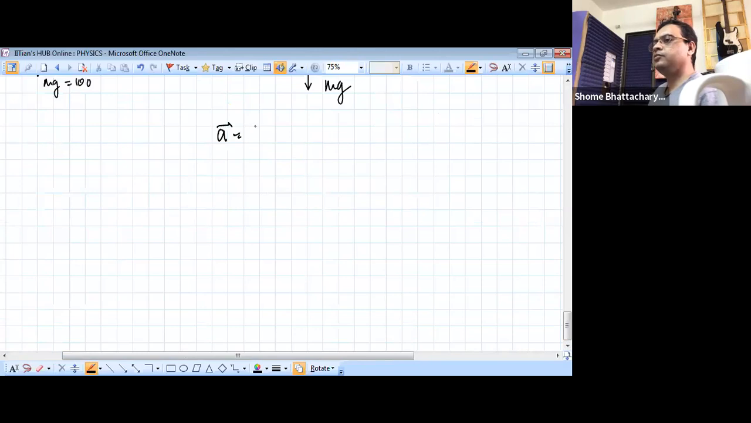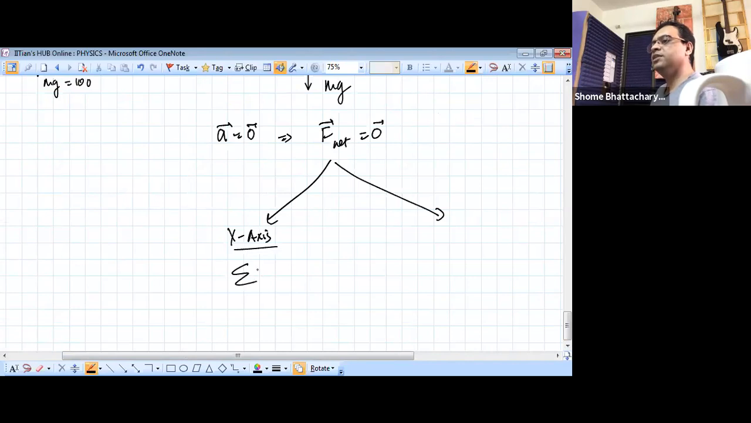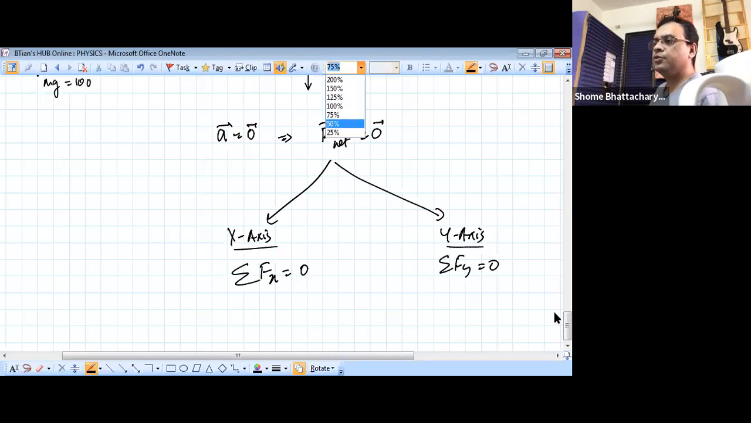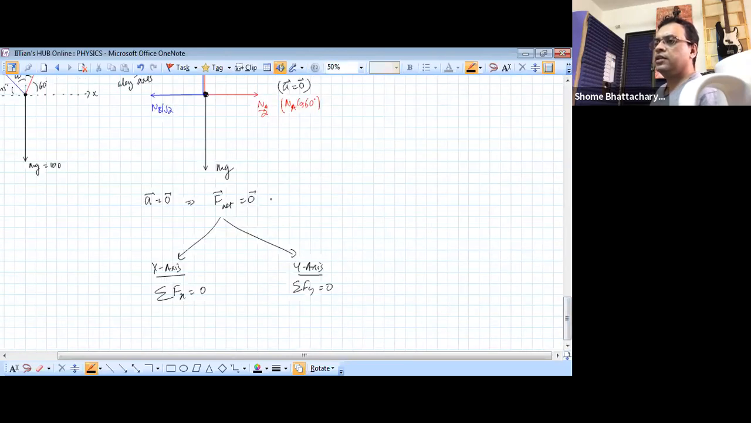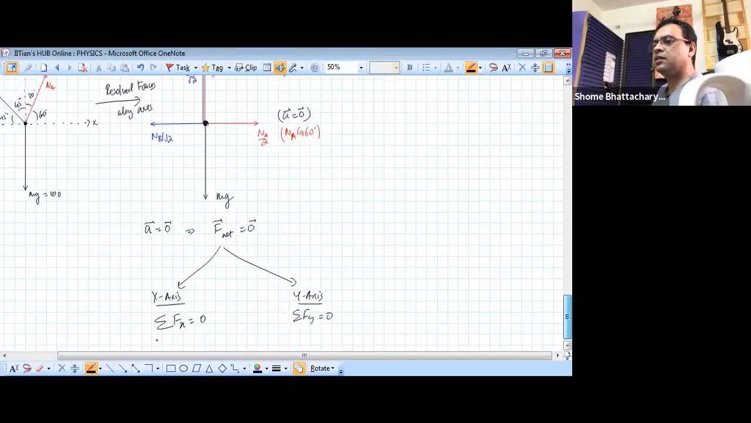Acceleration is 0, which implies the net force is 0. Now break this into components. So along the x-axis, what should it be? The summation of all the forces along the x-axis should be 0, and along the y-axis, the summation of all the forces along the y-axis should be 0. If you look at the above diagram, you can see what forces are acting along my x-axis. Along the positive direction, there is plus NA by 2, that component, and along the negative direction, there is minus NB by root 2. So this should be 0, and that becomes my first equation.